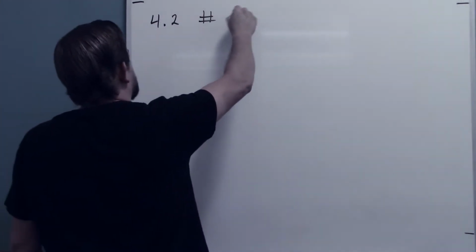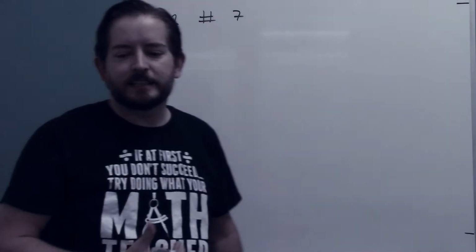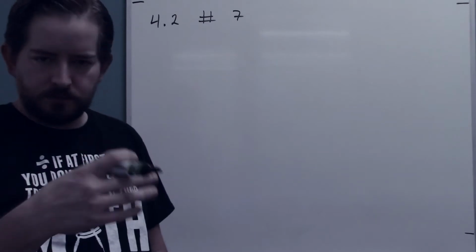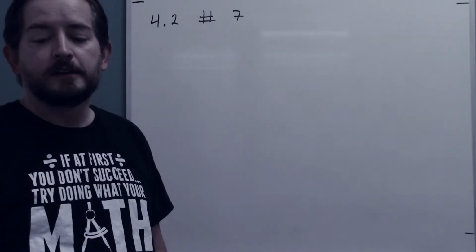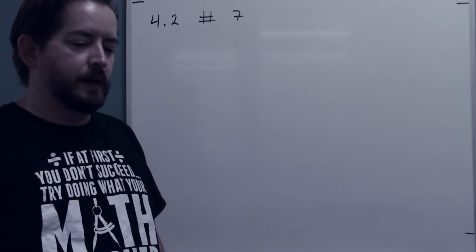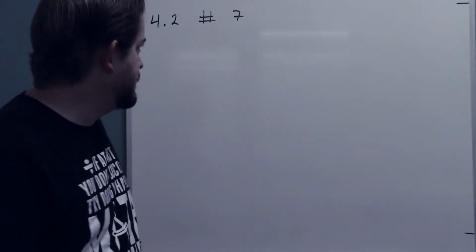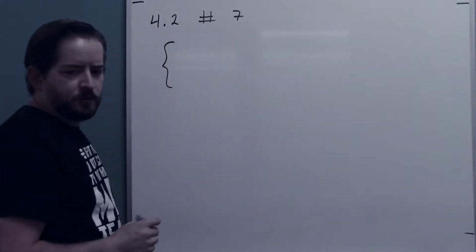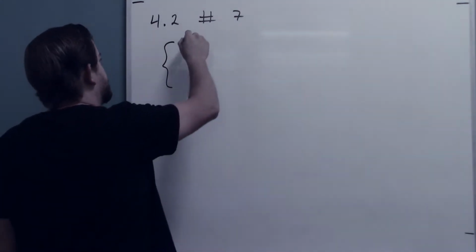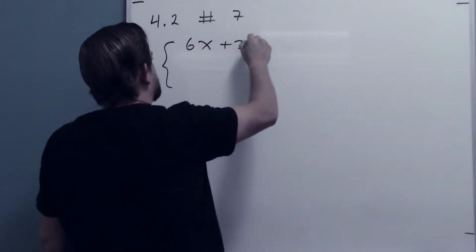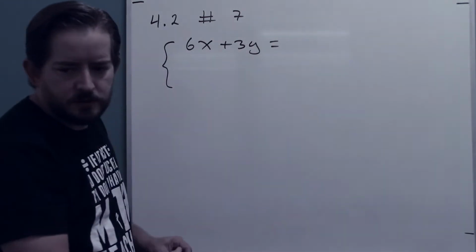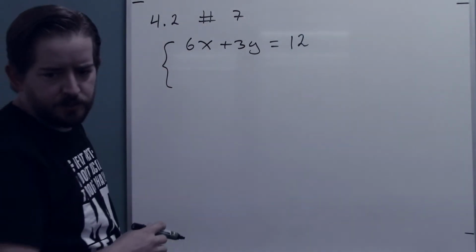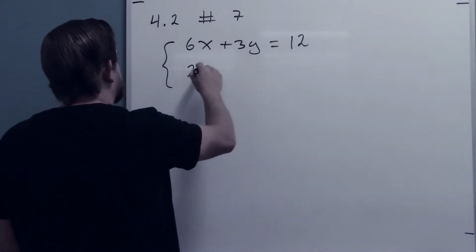And for most of the problems up to this point, there's an easy substitution to make. There's a quick and easy x or a y that you can just move the other term to the other side and quickly have x equals this or y equals that. And in this case, it's just one extra step, but it's not terribly difficult. The first equation is 6x plus 3y equals 12. And then 2x plus 5y equals also 12.